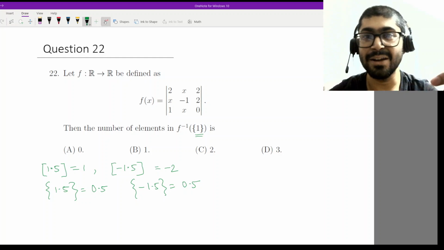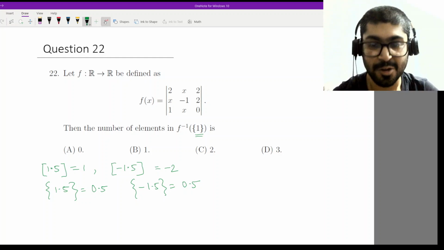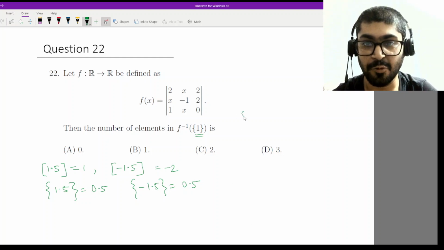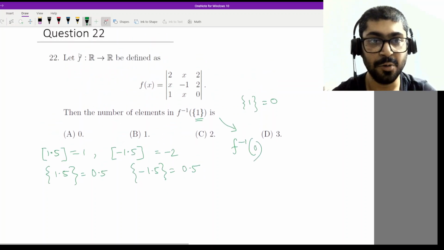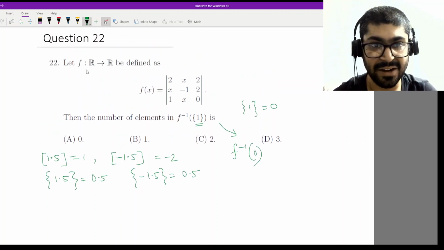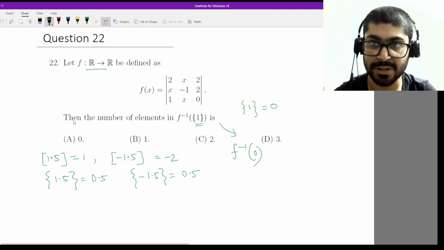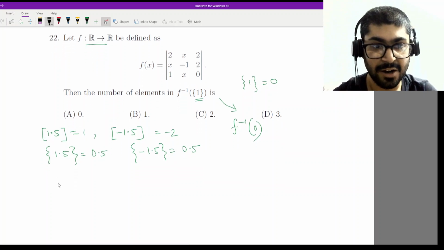Now here we are inputting just the integer. So fractional part of 1 is just 0. So this basically boils down to f inverse 0, right? Now we need to calculate f inverse first. Now f inverse is defined because f goes from R to R, so there is no restriction on ranges and domains. Now what is f of x?